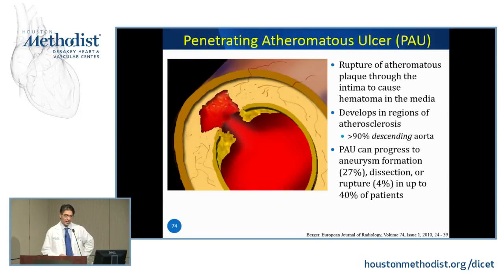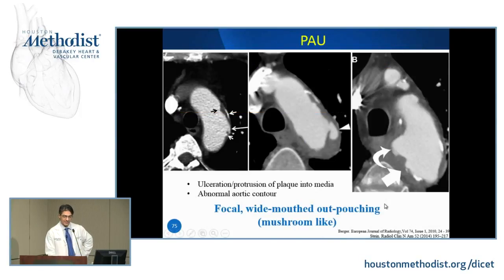Penetrating aortic ulcers, atheromatous ulcers, are basically always in areas of dense atherosclerotic plaque where you have bleeding into the media and this invagination into the wall of the artery. Here are some classic examples using CT. This is where you've got blood now into the media of this vessel. They're focal, wide-mouthed outpouchings, generally in areas of heavy atherosclerosis.